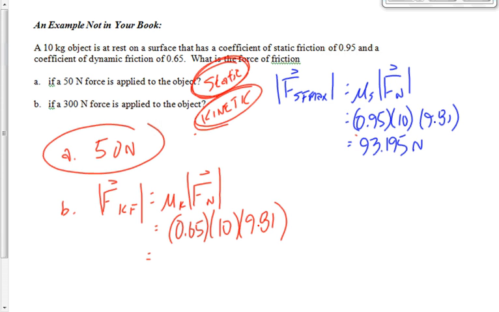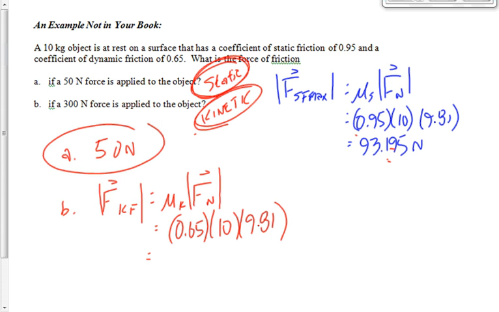Before I even figure out what that value is, I am 100% sure that it will be less than 93. If it's more than 93, I've made a mistake. Why am I sure that it's going to be less than 93? Cody? Kinetic force has to be less than the maximum static. Okay, this one doesn't have to be less than 50. It just has to be less than 93.